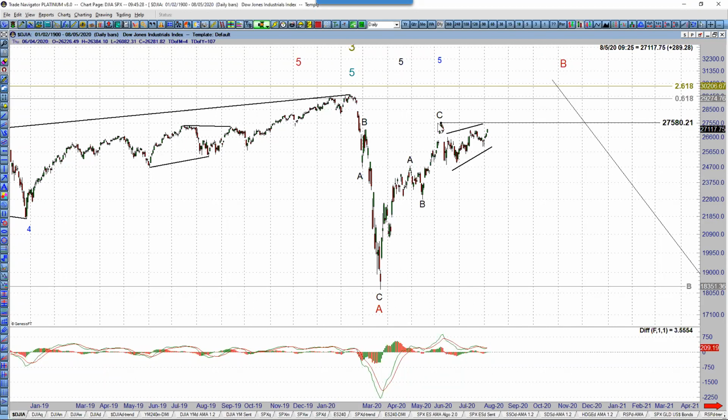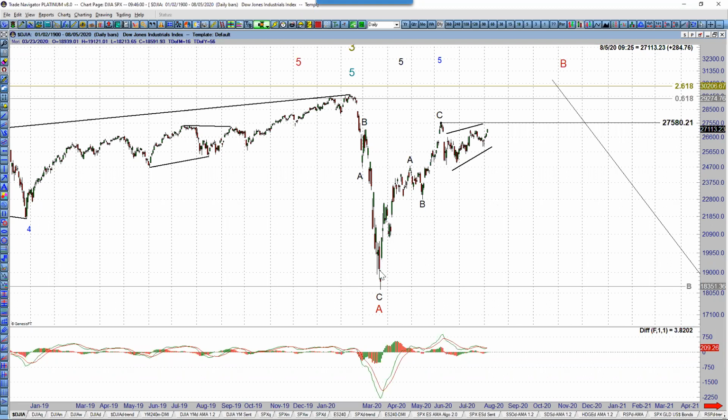3 is shorter than 1. If that was a wave 3, it would be shorter than 1. Now, that is allowed, but wave 3 cannot be the shortest of waves 1, 3, or 5 in an impulse. So the simple fact that this leg up here is shorter than this leg really points us to the likelihood that this upward movement is actually corrective.